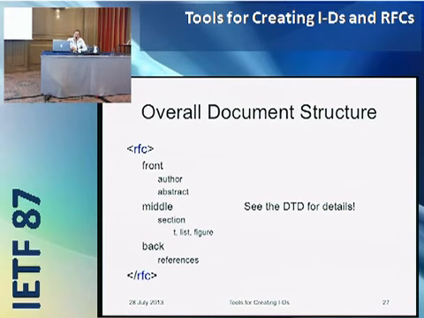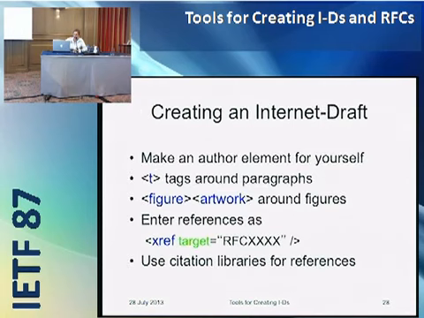The DTD, if you already look at DTDs, might explain the details more to you, but as I mentioned, starting with a template also puts you on the right track for this. So you want to make an author element for yourself. This is basically where you put the information that would appear at the bottom of an internet draft, like your address. It'll also extract your first initial and last name to put at the top header of the document.